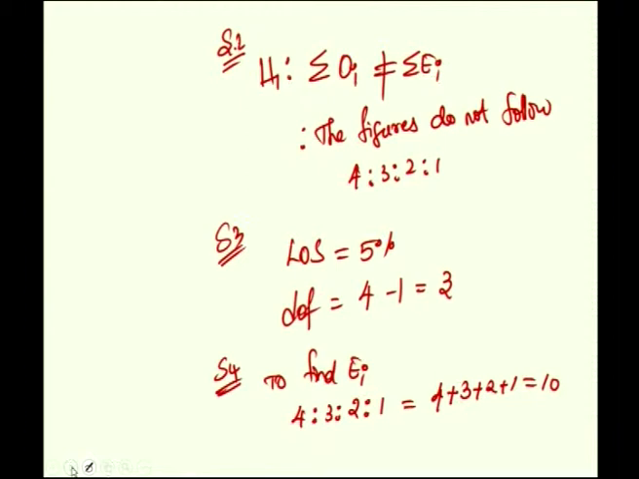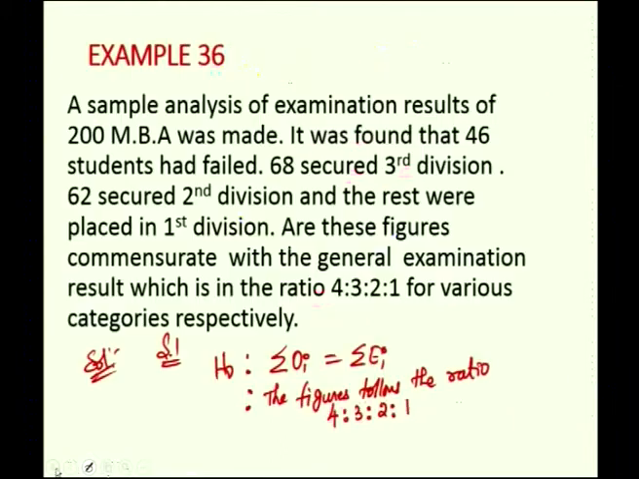4:3:2:1. Total number of categories is 4 plus 3 plus 2 plus 1, which is equal to 10. Out of 10, 4 stands for the first division, and out of 10, 3 stands for the second division, like that. So, to find EI, first of all the total comes to be equal to 200, right.